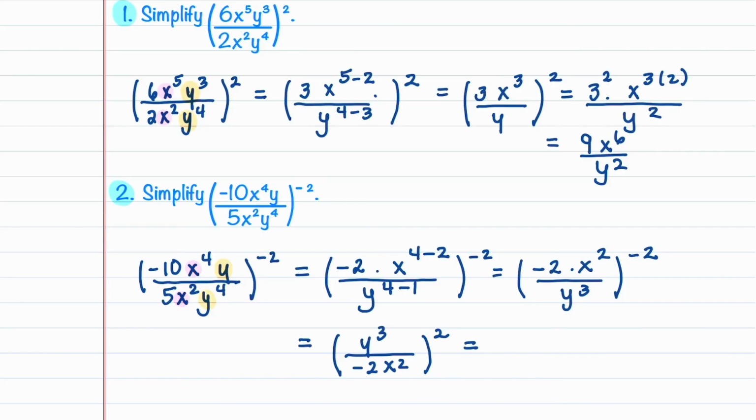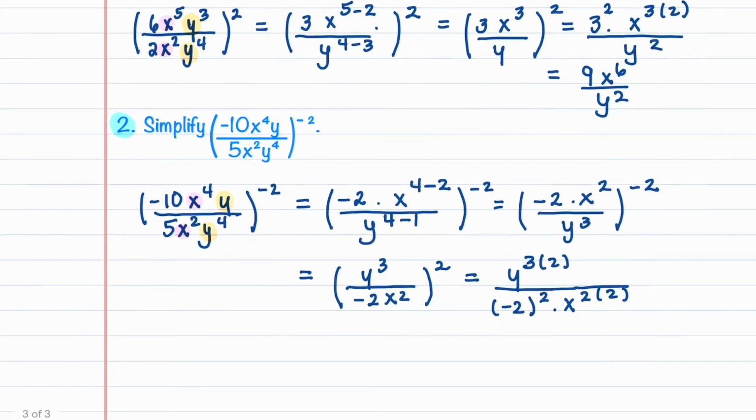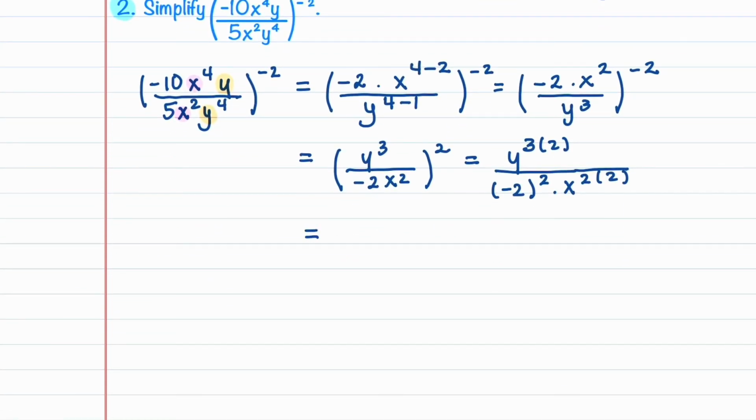Now we can go on and simplify. This becomes y cubed times 2. And then we have a minus 2 quantity squared, and then x squared times 2. Let's give us a little bit more space here. This becomes y to the 3 times 2, which is 6, all divided by minus 2 squared. So that's just minus 2 times minus 2, which is 4. And then we have x squared times 2, so this is x to the 4th. And that's our final answer.